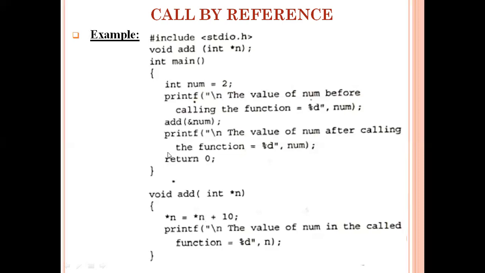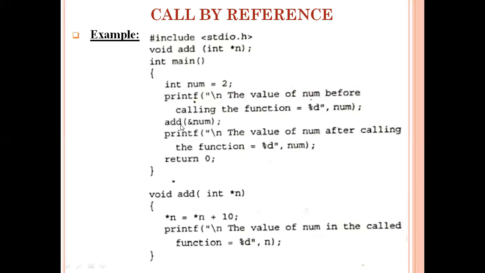Now come to the definition of the calling function. Here we declare the number value. Number is equal to 2, initialized to 2, and we print the value of the number before calling the function. Till now, we did not call the add function. So before calling that function, the value of num is displayed here, and when we execute this statement, the number value will be 2. Only after displaying this value, we call the function add.